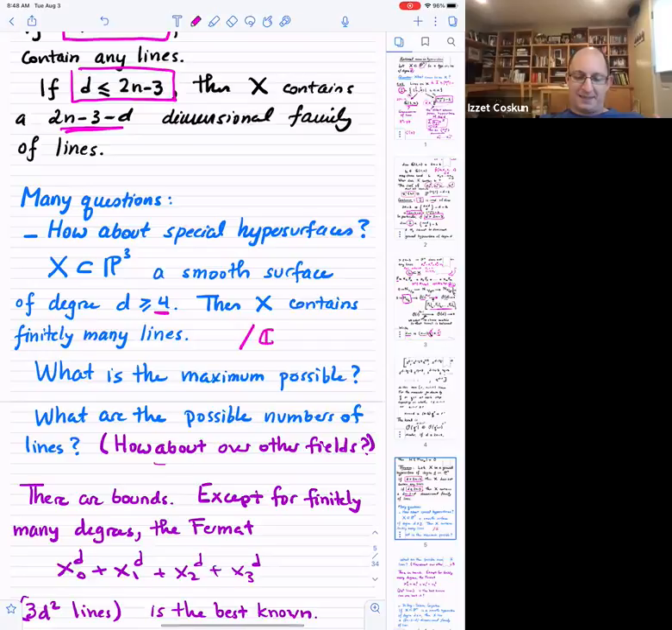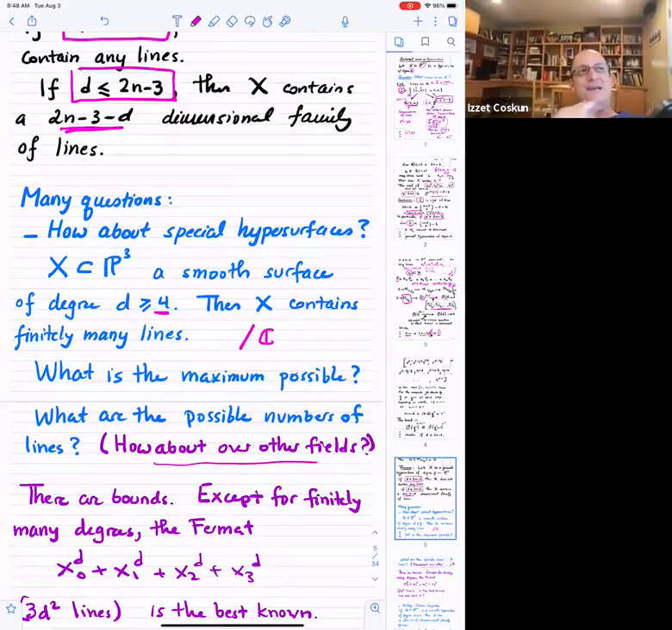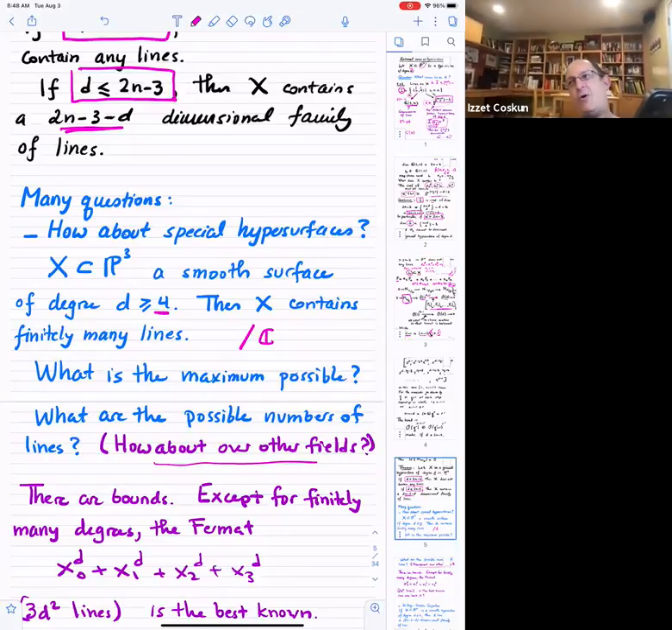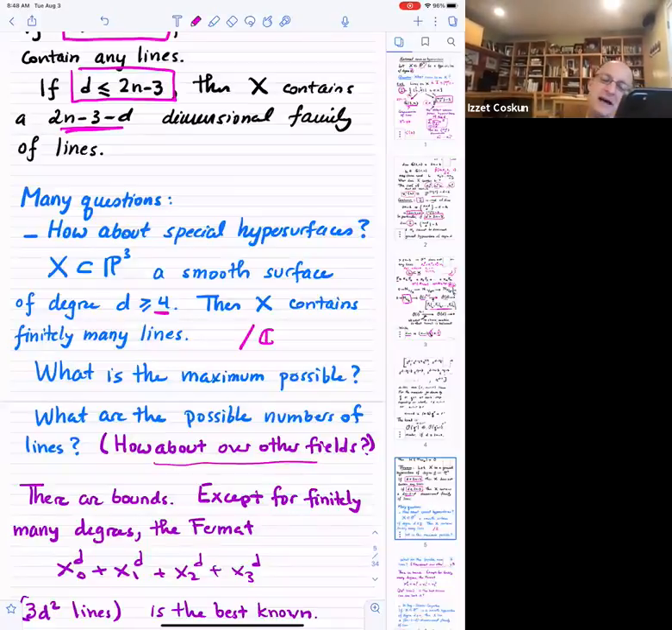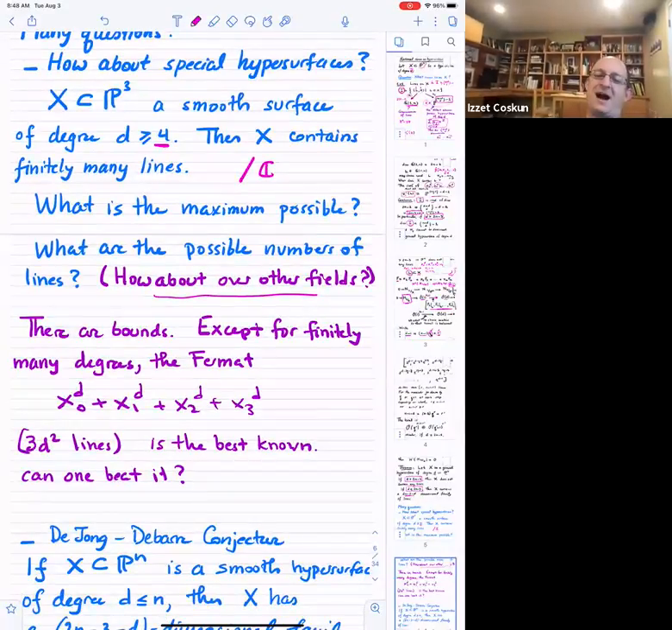You could also ask about other fields. So for instance, one of the most famous theorems of algebraic geometry is that a smooth cubic surface over the complex numbers contains 27 lines, right? Every smooth cubic surface contains 27 lines. But over other fields, like over the reals, for instance, it can have different numbers of lines, right? Not all these lines, say that you have a cubic defined over the reals, have to be defined over the reals, right? So you can also ask the question, how about the other fields?